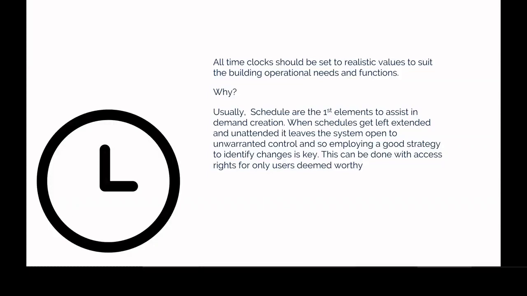And this can be done by making sure the access rights for the schedules are only allowed for users who are deemed worthy. The calendars in most systems now can be set up with company standards. They can allow a revert back status as well for an agreed profile of what that schedule needs to do.